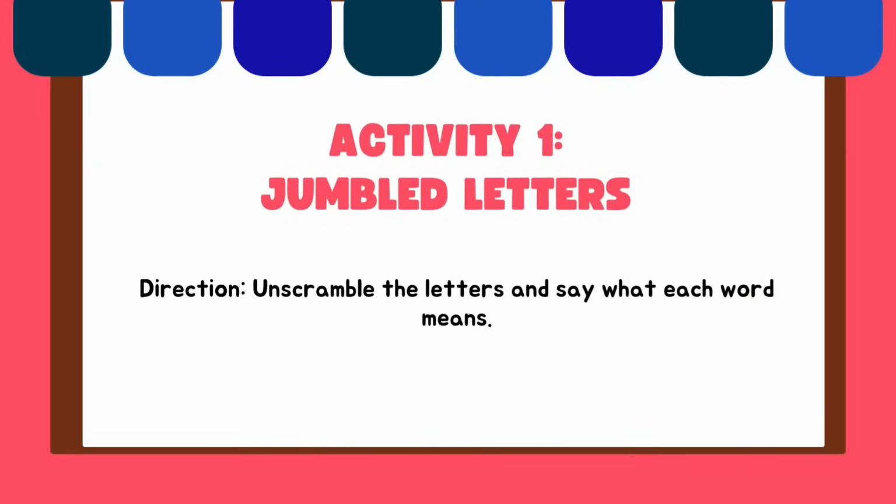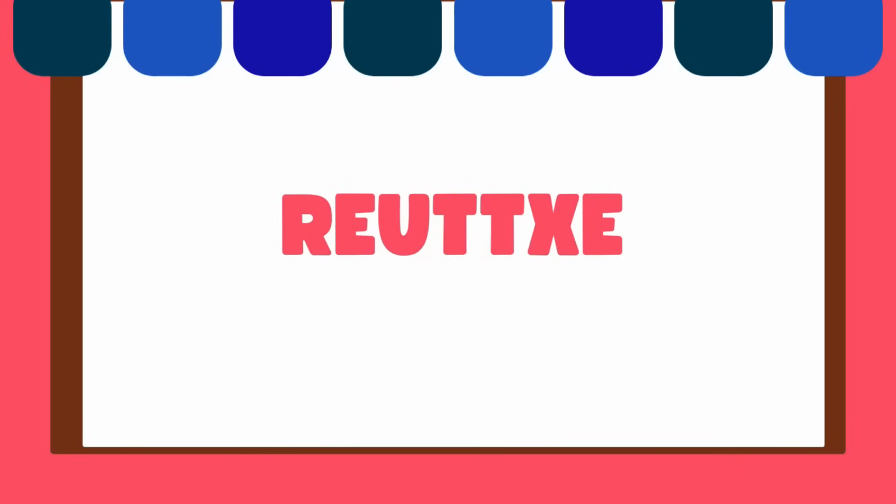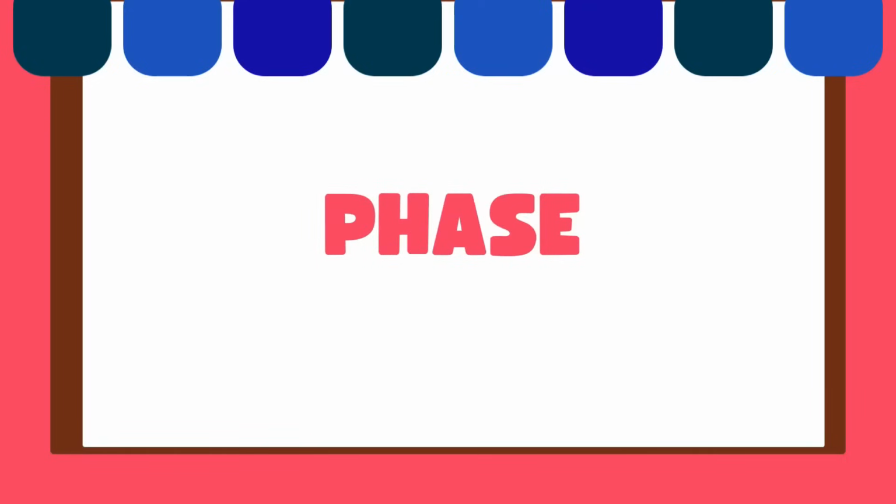Here is our activity number 1. This is called jumbled letters. Unscramble the letters and say what each word means. The answer is observe. The answer is color. The answer is texture. And the answer is shape.